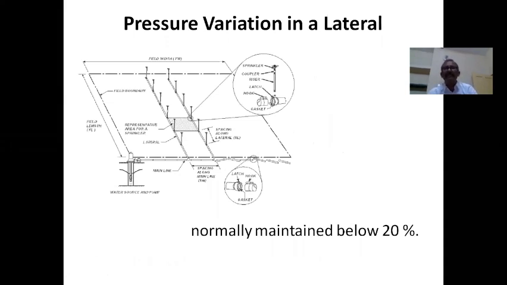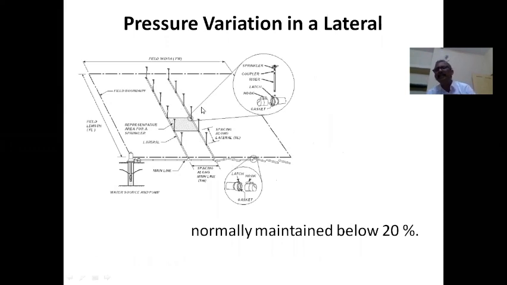Next terminology is pressure variation in lateral. Allowable pressure variation in a lateral. This is the design parameter, and based on this only the design is made. Let us assume that at the start of the lateral you have 25 meters of pressure head, and at the end of the lateral you have 22.5 meters of pressure head. So what is the difference? 25 minus 22.5 is 2.5. So the difference is 2.5.